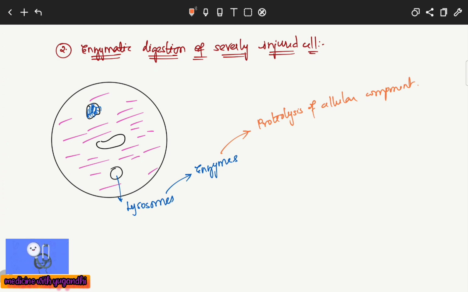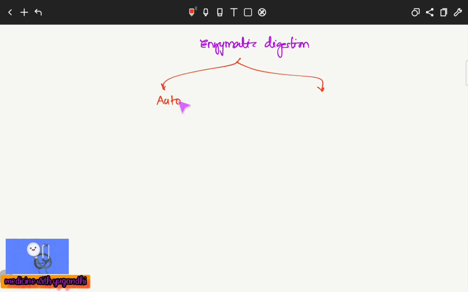Not only proteolysis, it may be lipolysis, that is, the lipid digesting enzymes may come out of the lysosome, so they lead to lipid digestion. And proteolytic enzymes, when they come out of the lysosomes, lead to proteolysis. Then this enzymatic digestion is also of two types. They are autolysis and heterolysis.